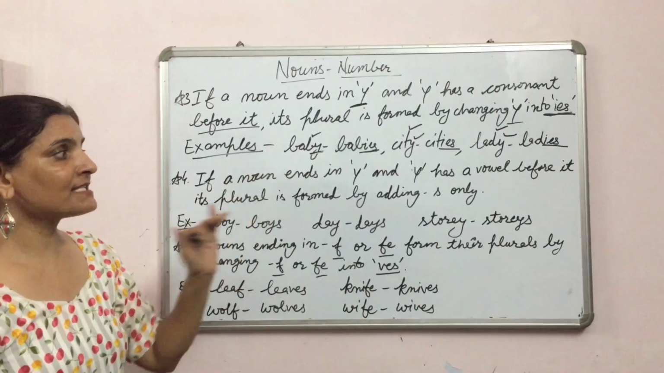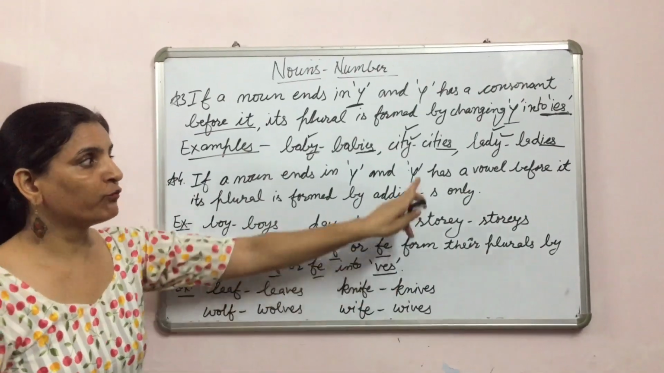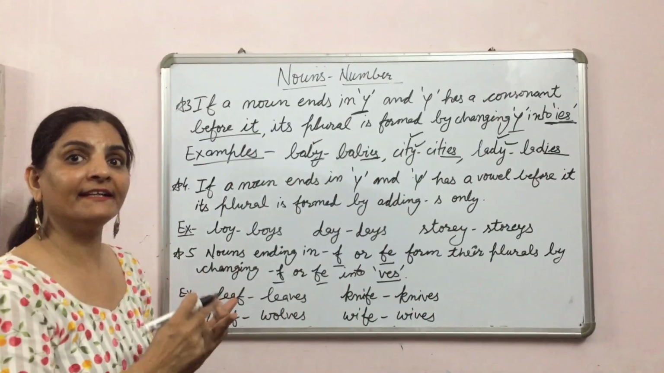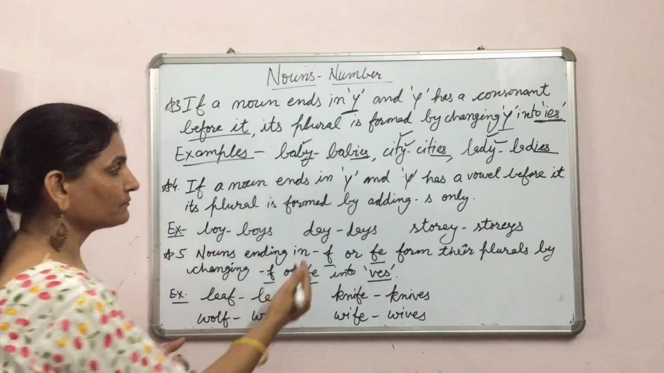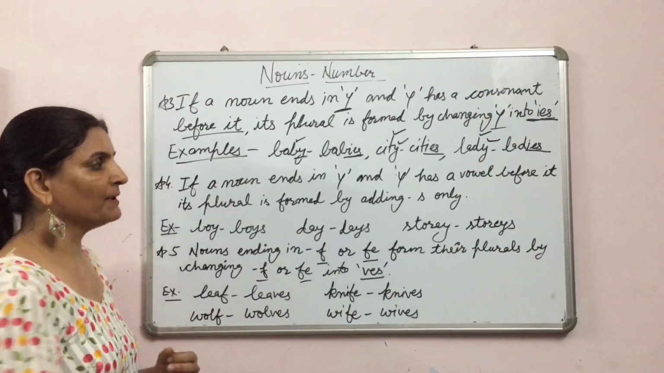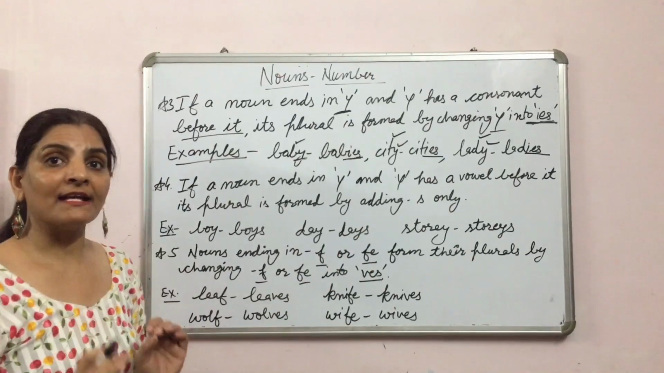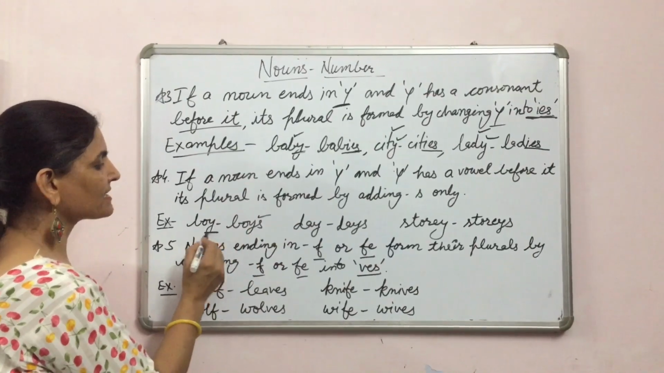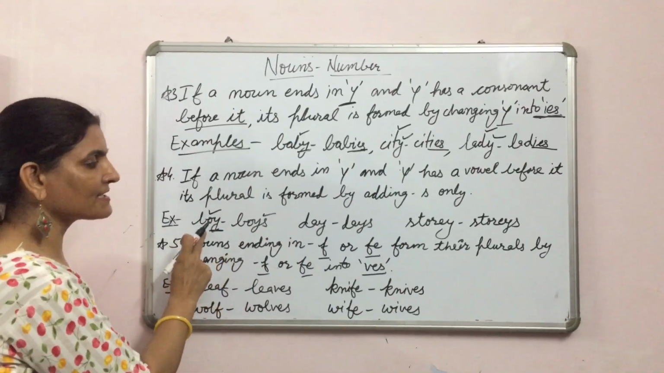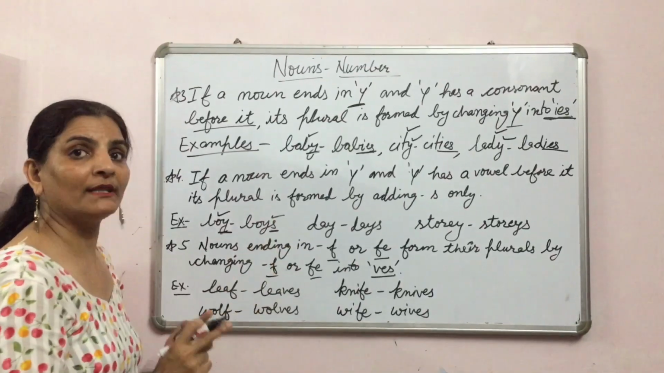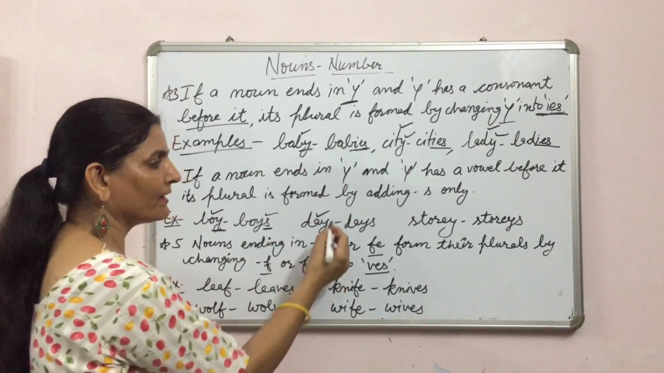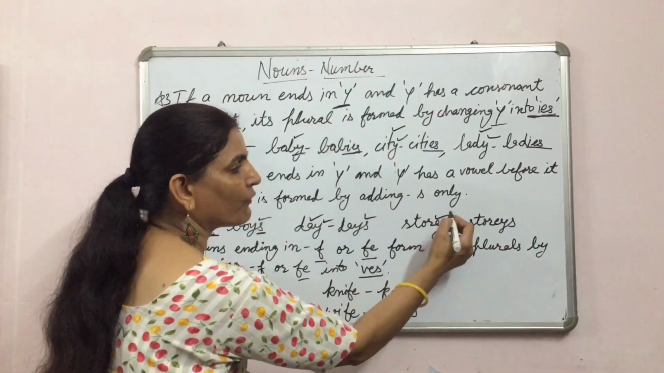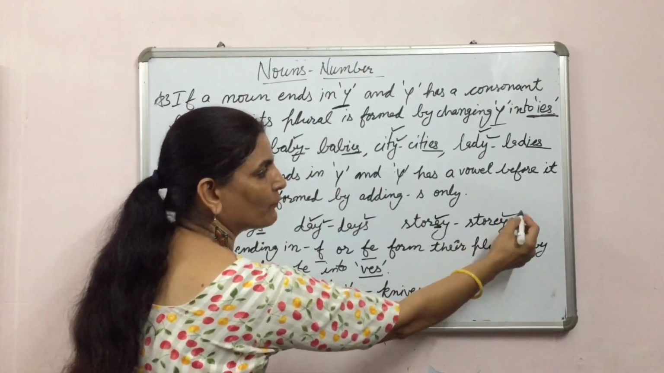If a noun ends in y but y has a vowel before it, vowel means a, e, i, o, u, then the plural will be formed by adding s only. Let us see the examples. Boy, boys. Y is there but there is o, a vowel, so we have put only s. Day, a is a vowel before y, so we put only s. Story, e is a vowel, so we have put only s.